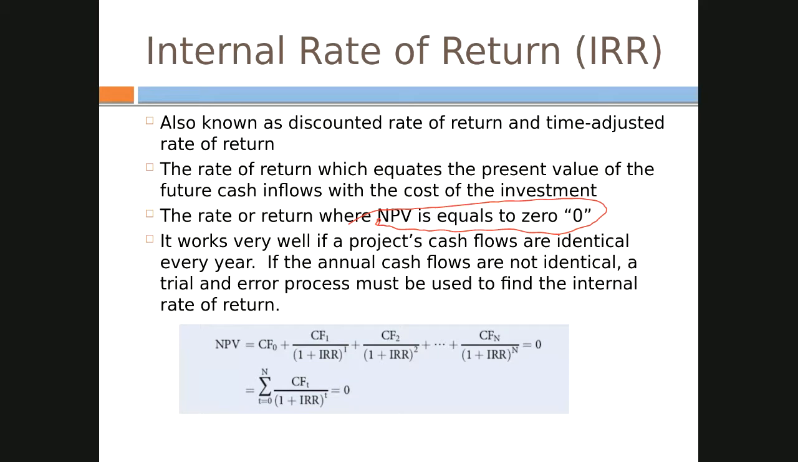Di ba? Alam natin bakit. Kasi if the annual cash flows are not identical, sabi ko dyan, ako nagsabi niyan kasi ako gumawa ng PowerPoint eh, are not identical, anong gagawin nating method? Trial and error process must be used to find the internal rate of return. So, ang logic or model na ginagawa natin is ito. Model lang yan, class, pero hindi talaga yan yung pinaka-formula.